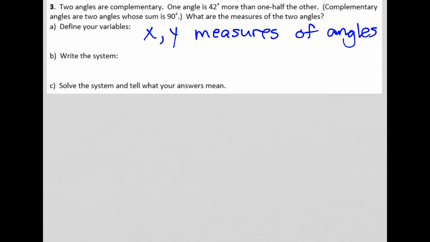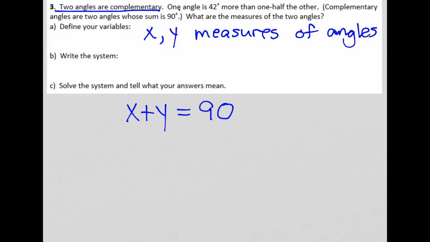Well, I know they're complementary. Right there, that's an equation. I know that the sum of the measures of these angles is 90 because complementary means the measures of the angles add up to 90. Well, what else do I know? I know that one angle, which one? I don't know. Doesn't matter.